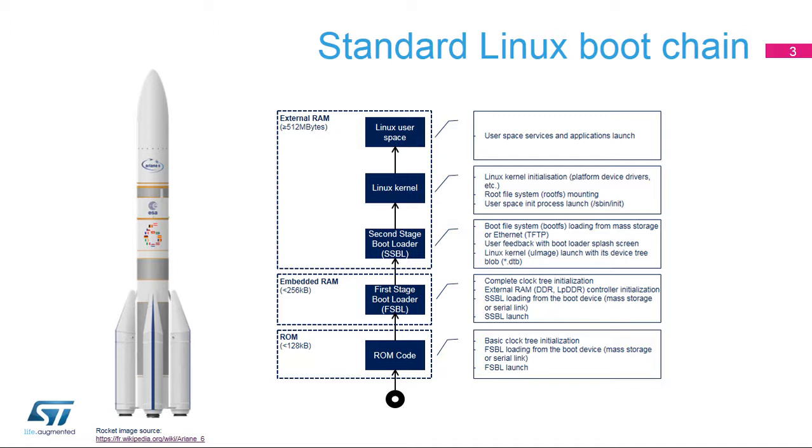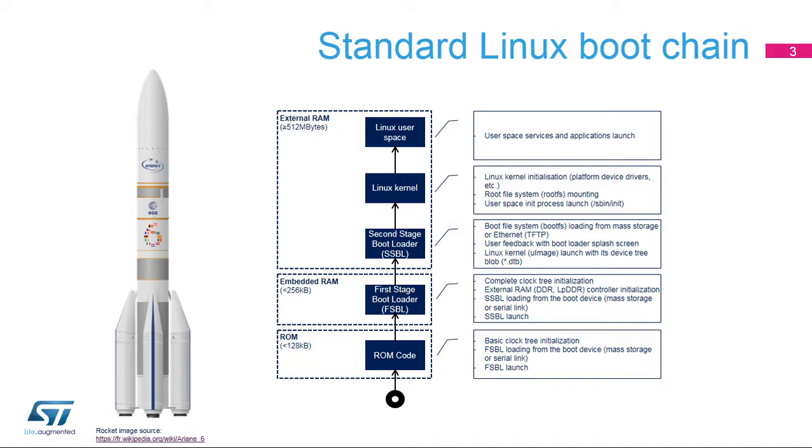This is not a software component from a user perspective, since this binary is embedded in the microprocessor and cannot be modified. The ROM code initializes a minimal clock tree in order to get all the peripherals involved in the boot detection alive. Once this is done, the first stage bootloader, or FSBL, is loaded from the boot device to the embedded RAM, then executed.